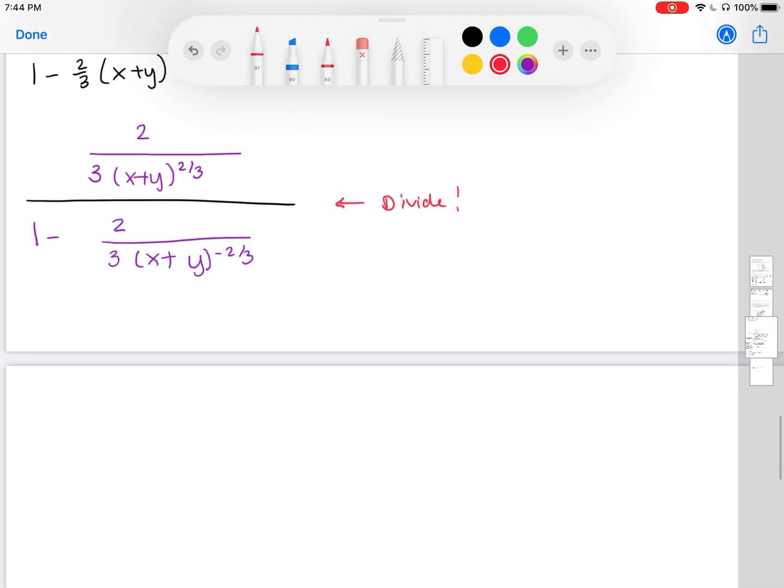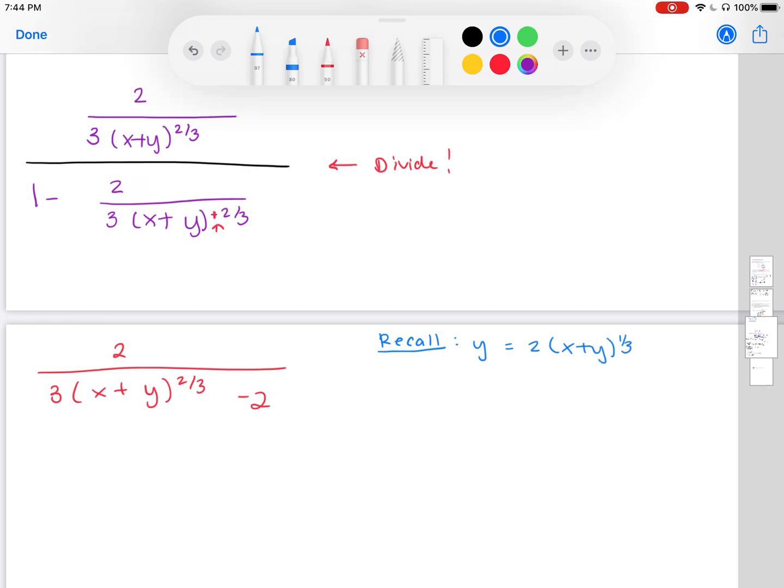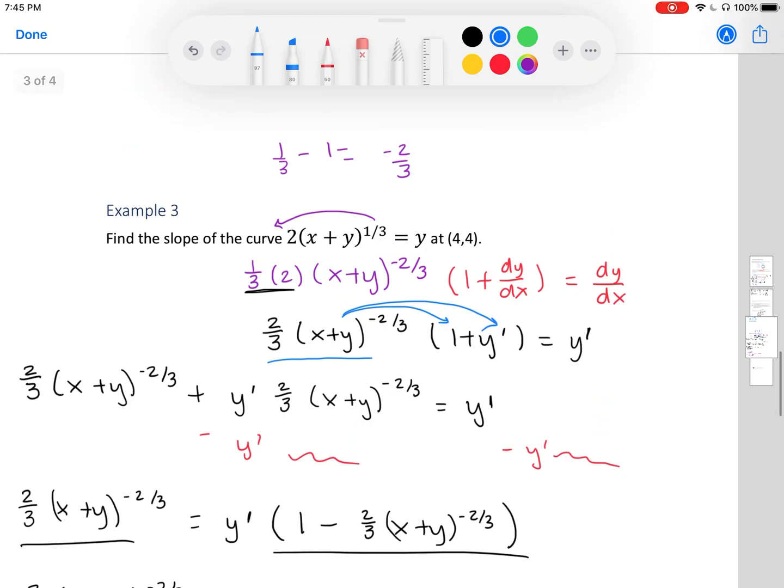All right, I'm going to skip the work. When we divide, we'll end up with 2 divided by 3 times (x plus y) to the 2/3 power minus 2. And that should have been a positive. All right, what we do next is to recall what our question was telling us. Recall that y is equal to 2 times (x plus y) to the 1/3 power, from our very first initial question.